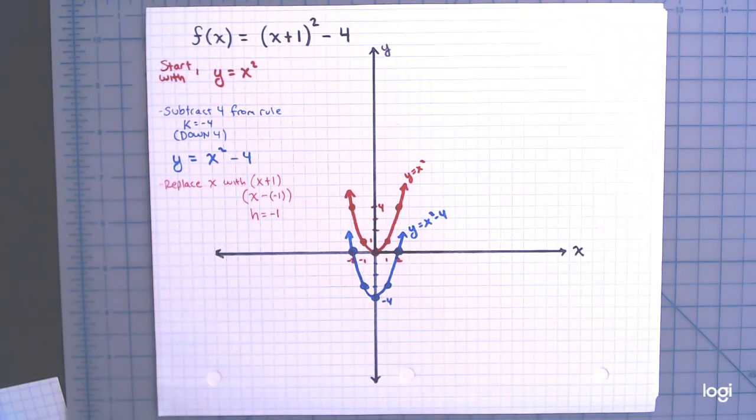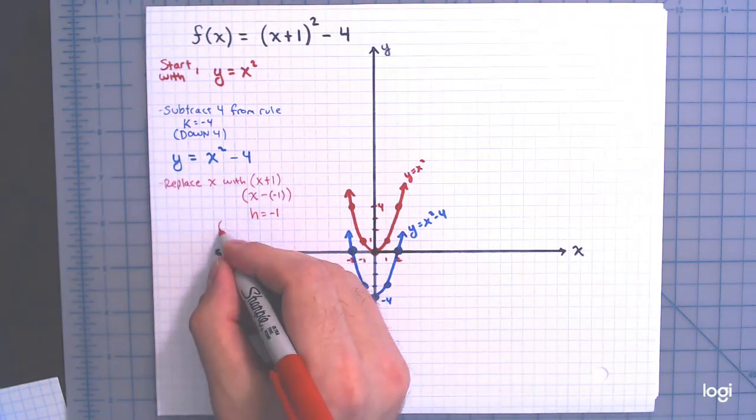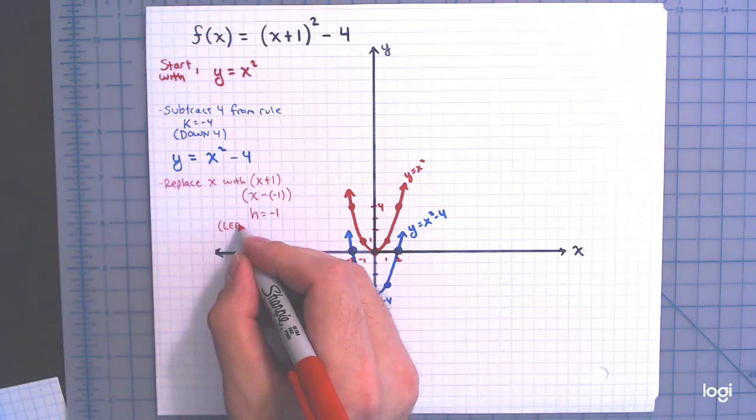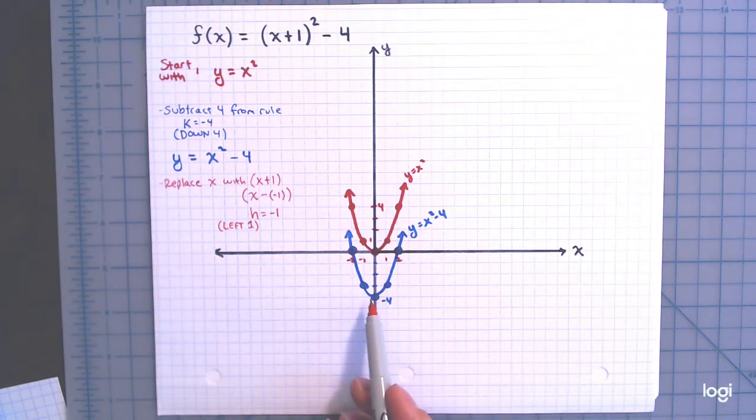When I talk about replacing all the x's with x minus h, if you replace x with x plus a number, that's really minus a negative. So the value of that h is -1. And remember how that does the transformation, that moves the graph left. This blue graph, all the points are going to move to the left 1 unit. All right, let's see how the new rule would look.